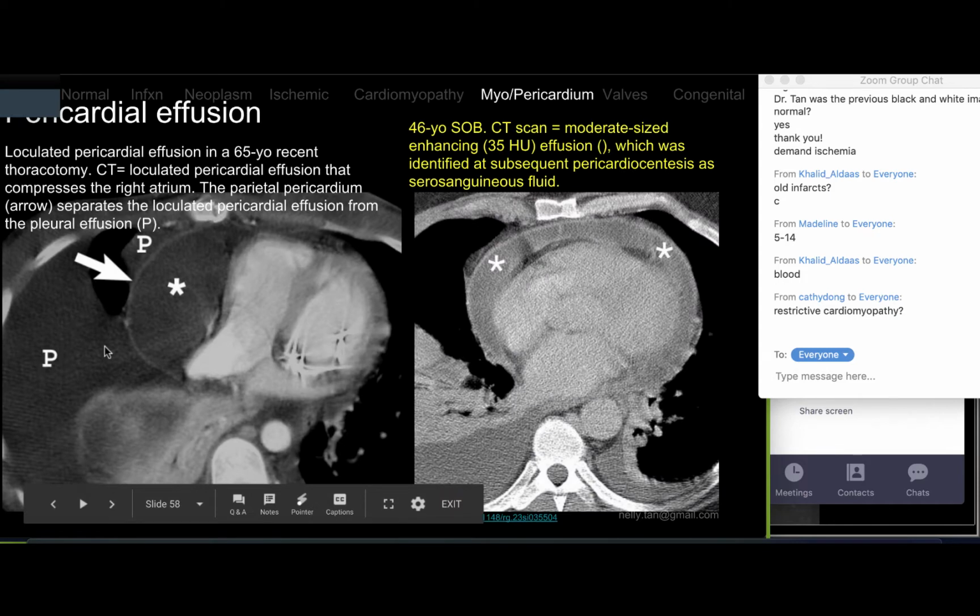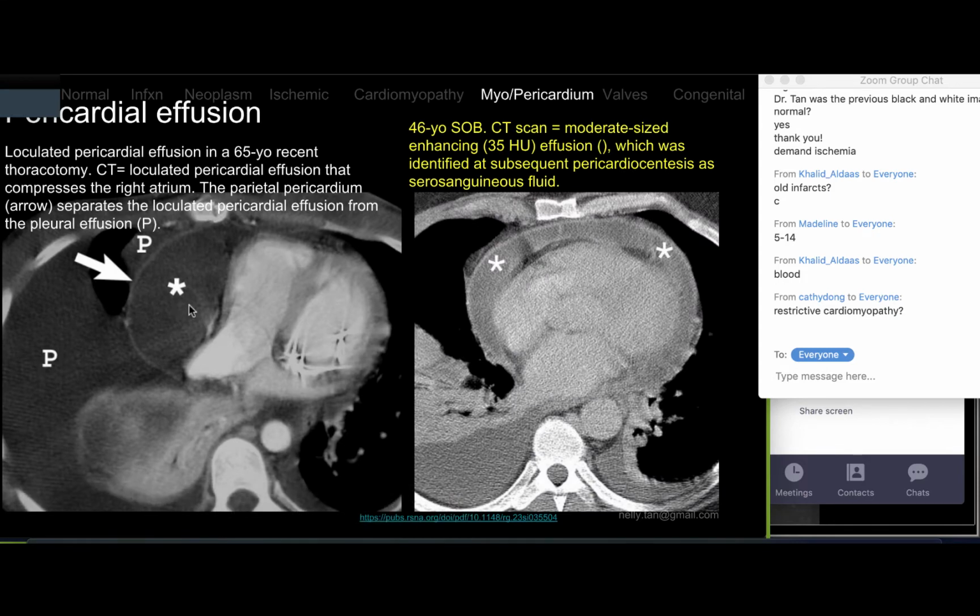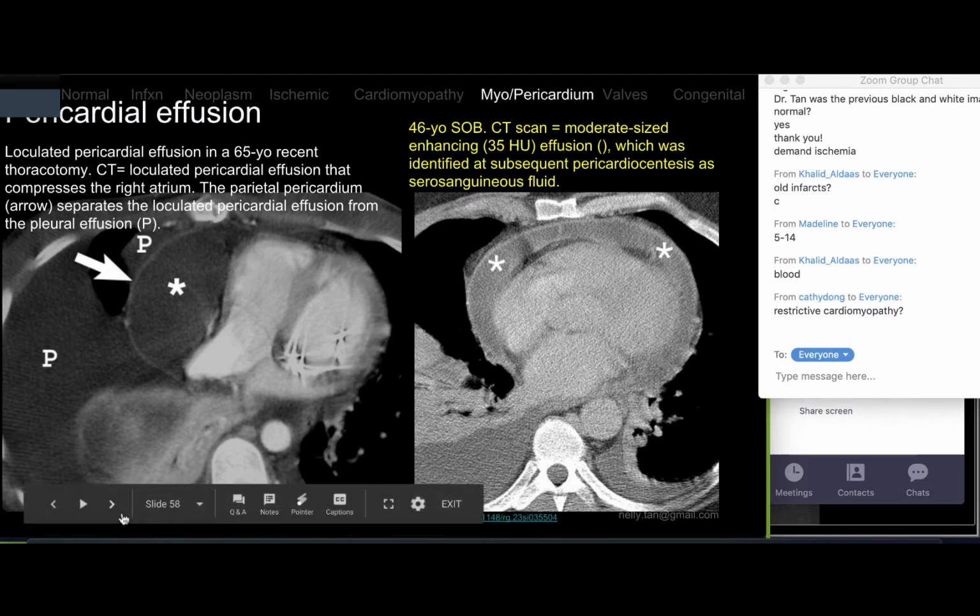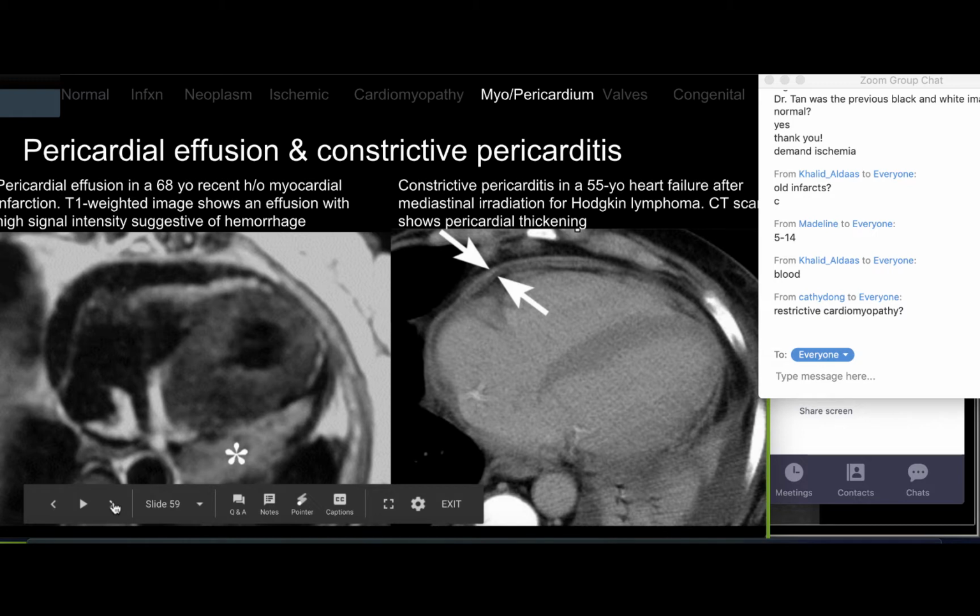More examples of effusion. Here is a patient who had surgery, and there's an asymmetric pericardial effusion here. This one is high density, so you think about hemopericardium, not just a simple effusion. Depending on the context, it could be from trauma, it could be from surgery, it could be from MI.